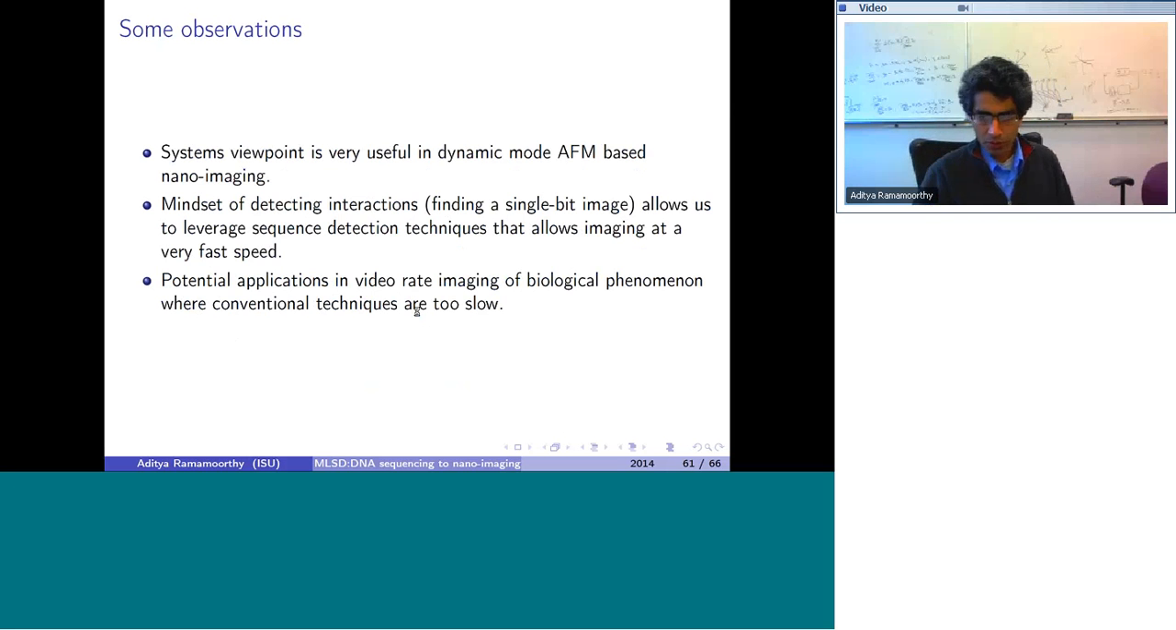So in the second part of the talk, there's a lot more details that I could have probably gotten into, but I chose not to, and I can certainly talk about that in more detail if you want. Some observations here: the systems viewpoint is actually very useful in dynamic mode AFM based nano-imaging as well. I guess the main difference here is that this mindset of detecting interaction rather than chasing the exact height is actually quite useful, and it's not only useful for speed reasons. There are application domains where detecting rather than finding the exact height is very useful, for example, like video rate imaging of biological phenomena.